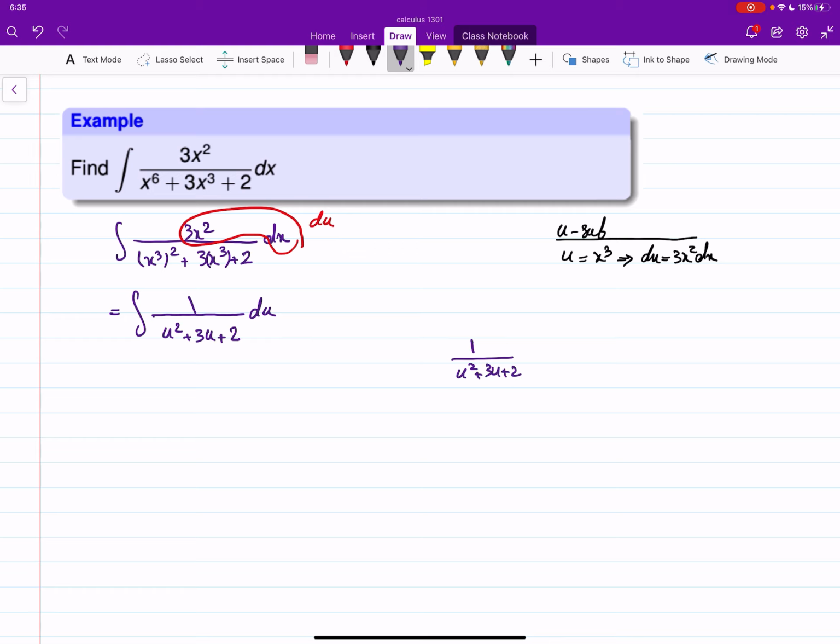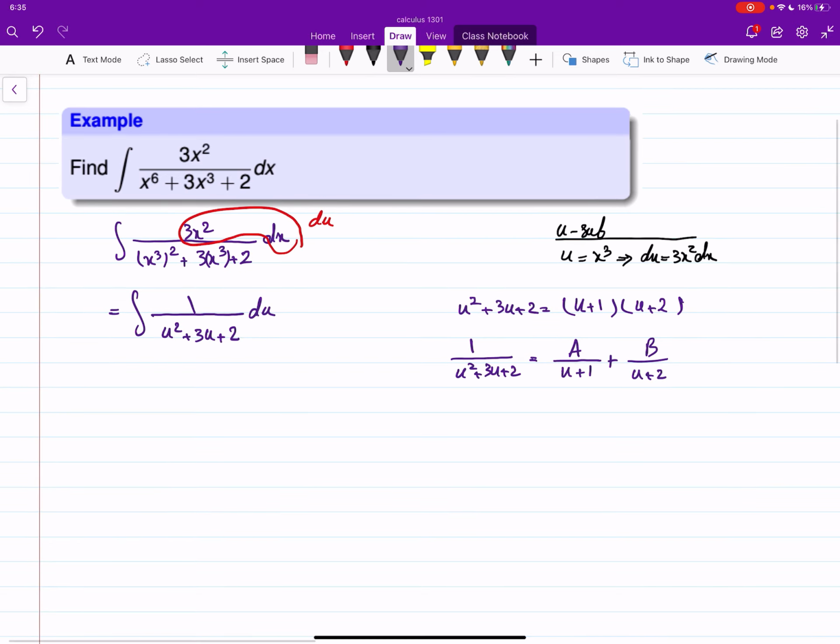So I have u squared plus 3u plus 2. I can decompose it, let me write up here: u squared plus 3u plus 2 is, well, what are two numbers that when we add we get 3, and when you multiply you get 2? That is 2 and 3. And since these are linear factors and they are unique, our decomposition will get this form: linear in the denominator, while there will be constants that we need to find.